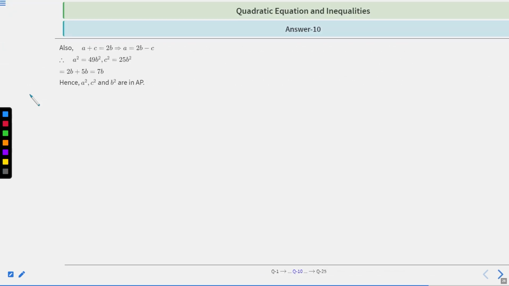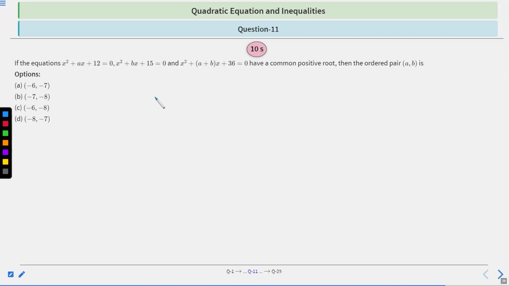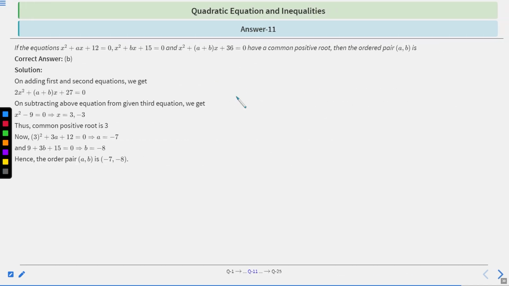Now let's discuss the next question, question number 11. If the equations x square plus ax plus 12 equal to 0, x square plus bx plus 15 equal to 0, and x square plus (a plus b)x plus 36 equal to 0 have a common positive root, then the ordered pair (a, b) is. So let's discuss the solution after 10 seconds. Okay, let's come to the solution part. If the equations have a common positive root, then we have to find the ordered pair (a, b), right?